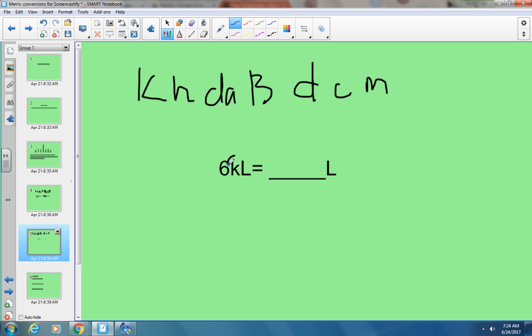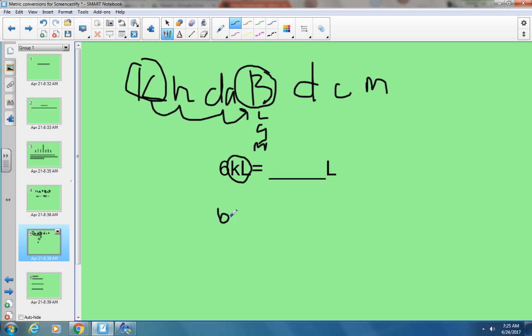I see that this is KL, so that means I'm going to start here at my K, but I don't see an L up here. So you have to remember that your base could be liters, grams, or meters. So in this case, we are going to our base. Okay, so I have to move 1, 2, 3 times to the right. So I'm going to rewrite my 6 down here. Remember, my decimal point's always at the end. So I'm moving 1, 2, 3 times.